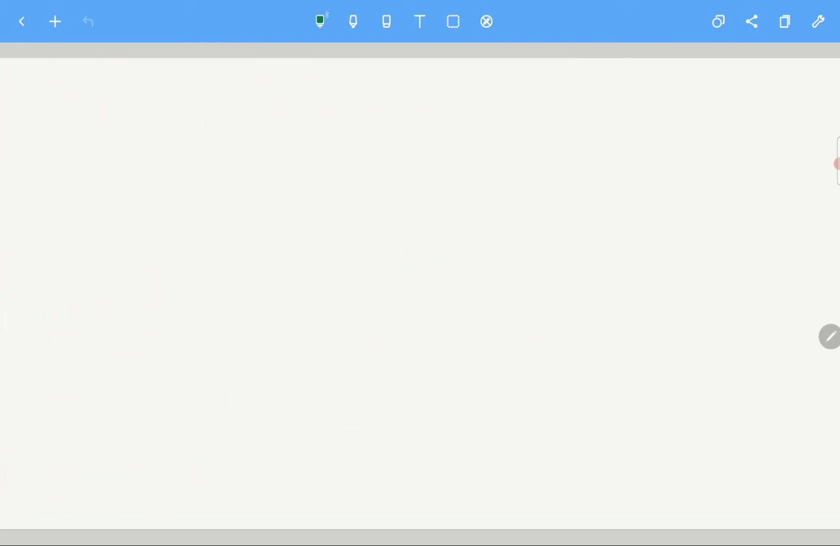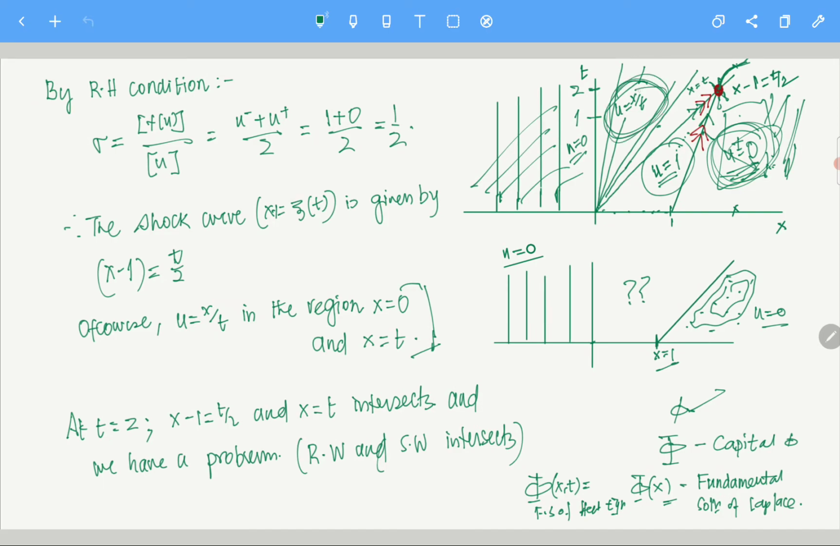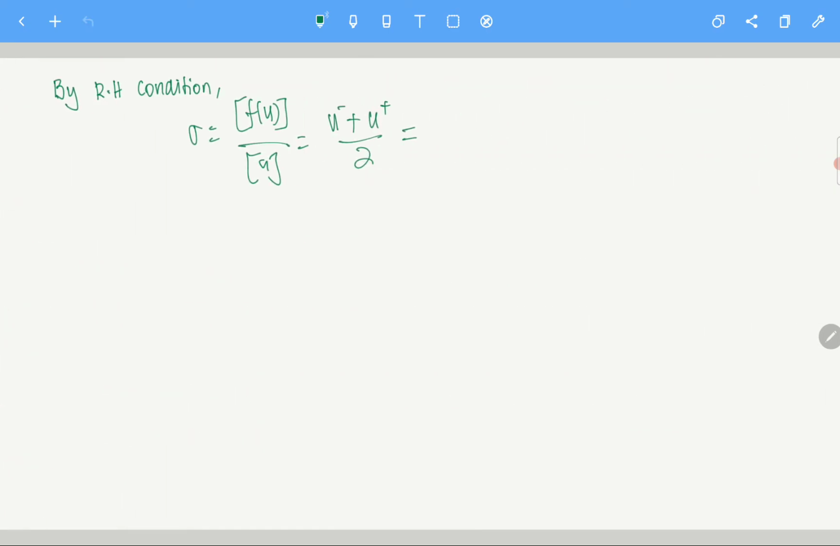So by the Rankine-Hugoniot condition, again, what is the sigma here? That is the jump of f of u by the jump of u, which is given by (u minus plus u plus) by 2. What is u minus? u minus here is given by x by t. And what is u plus? It is 0. So this is x by 2t. Clear? I hope this is clear. Therefore you have a new shock curve.